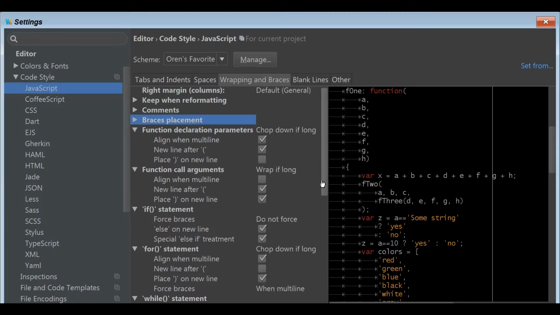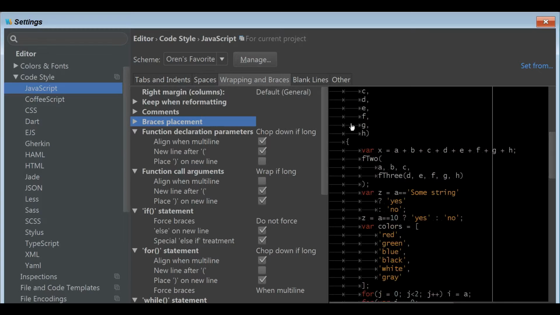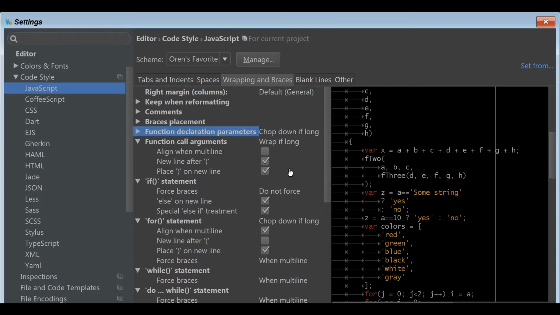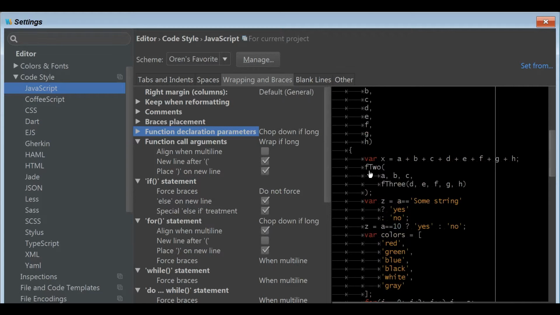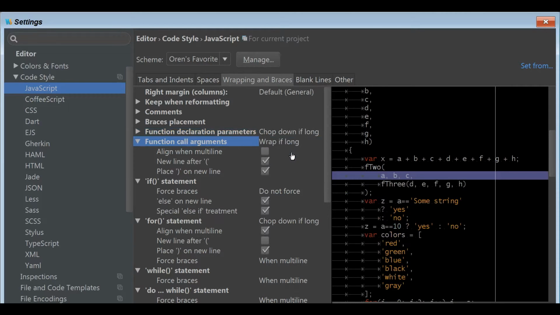Function declaration parameters again, chop down if long. We kind of went over that. That's what this is about. Function call arguments. Shoot, I forgot. That's this one. This is an example of this. So when you actually call a function, if it's too long, then it will basically wrap them. Now chopping these I think is too much, but wrapping it, hey, that's pretty cool.